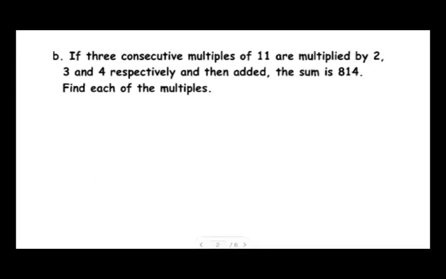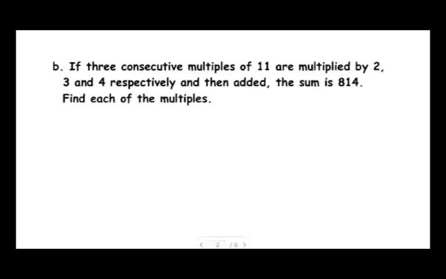Our second sum says if three consecutive multiples of 11, okay, three consecutive multiples of 11 means let the numbers be x. The next multiple of 11 will be x plus 11. And the next multiple of 11 will be x plus 22.